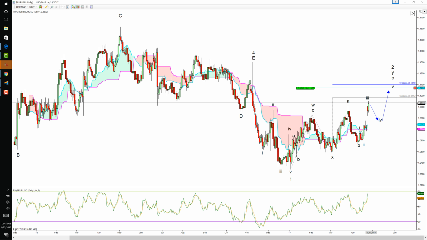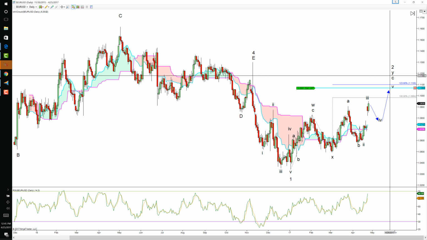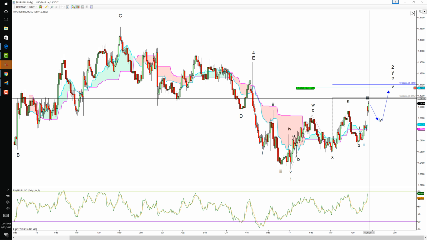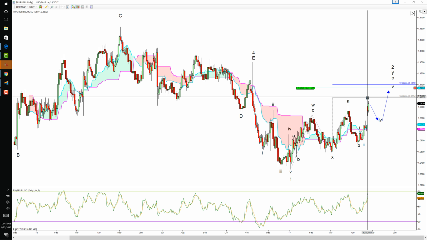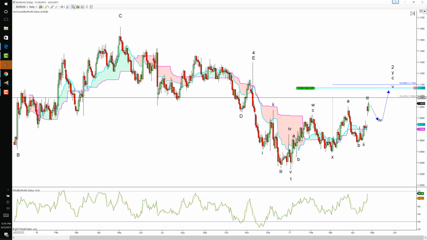I have it going to the downside, whether it's going to be in wave 4 of C of Y of 2, or if this is actually wave 5, basically an ending diagonal. So we'll look at that.